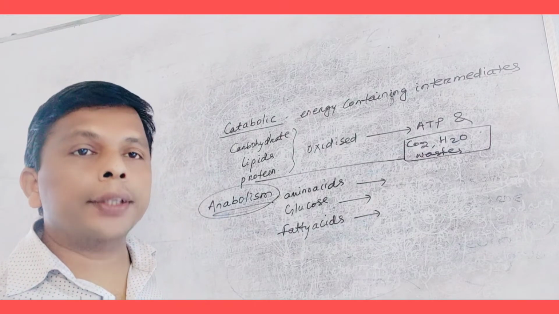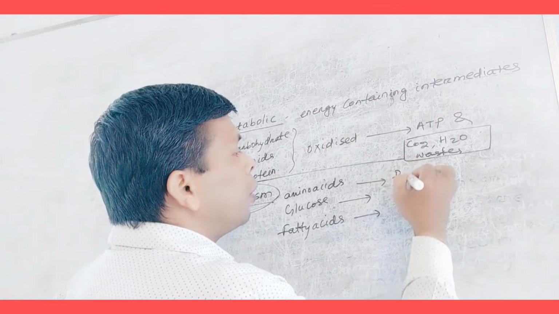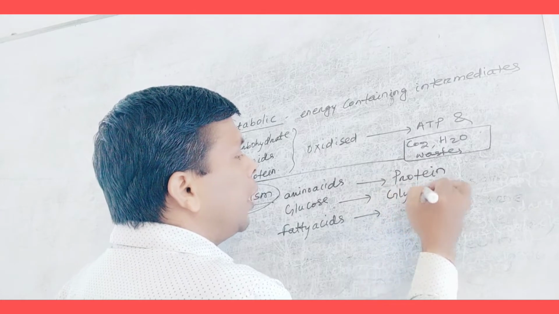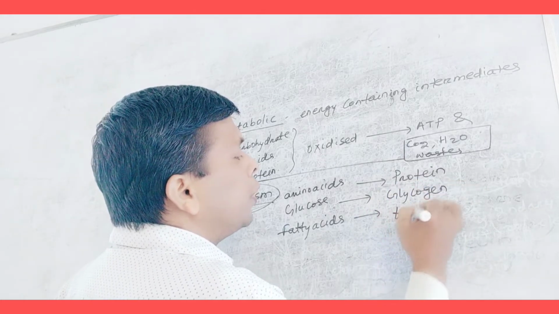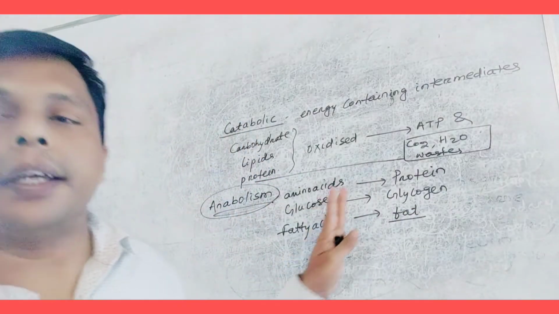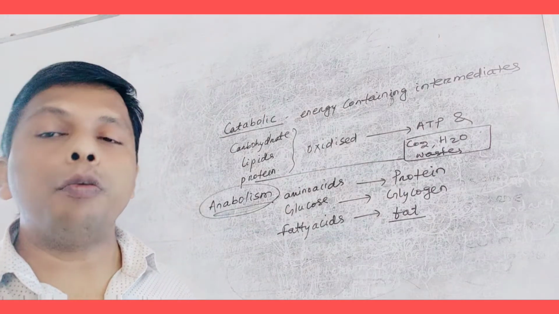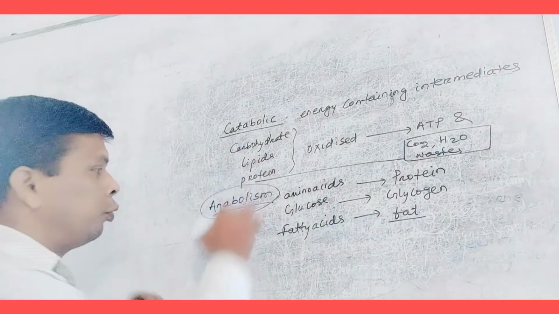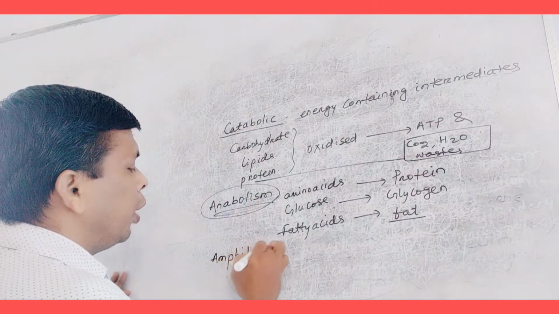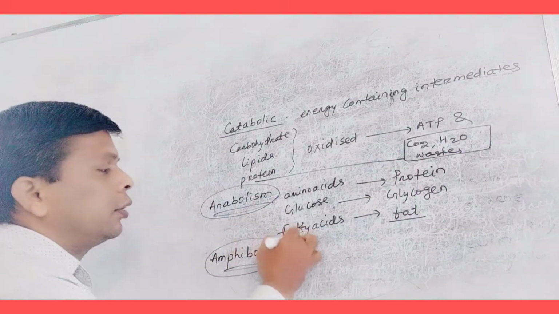What are these complex compounds? The amino acids produce protein, the glucose produces glycogen, then fatty acid with glycerol produces fat or lipid. Well, these are the anabolic pathway. Then what do we mean by the amphibolic pathway? Let's discuss amphibolic or amphibolism. What happens here?